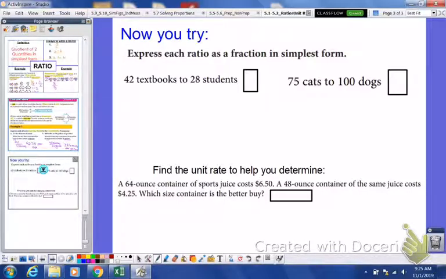In this third example then, a 64-ounce container of sports juice costs $6.50. A 48-ounce container of the same juice costs $4.25. Which size container is the better buy? I want you to find the unit rate to help you determine the answer to that. So I should see some work for this one, not just an answer. Then these two here, just make sure you're expressing them as a fraction in simplest form.